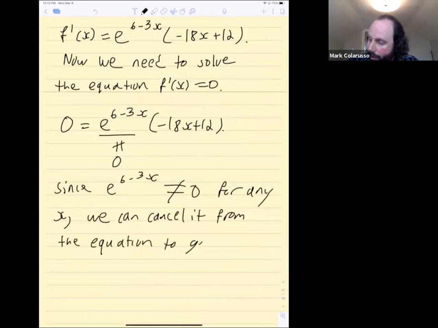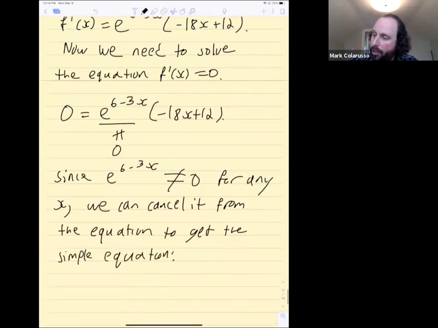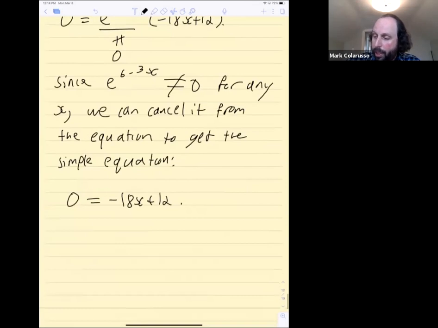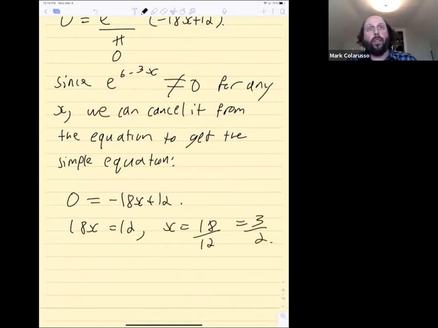To get this simple equation, zero equals minus 18x plus 12. Now we can just solve this. So we get 18x equals 12. So x equals 18 over 12, which is 3/2. So that's the point where f prime at x equals 0.